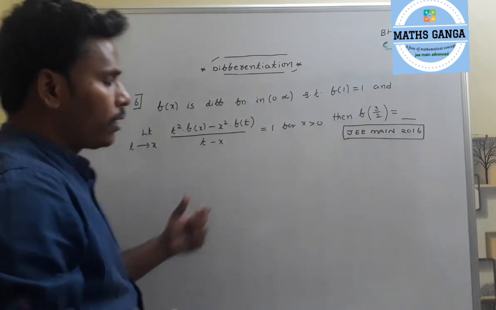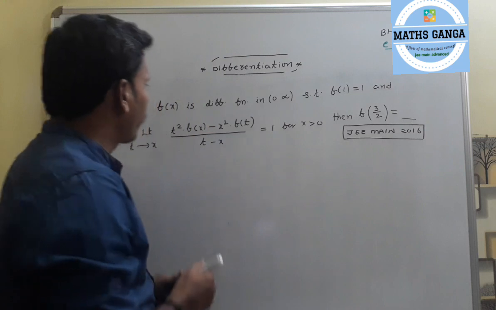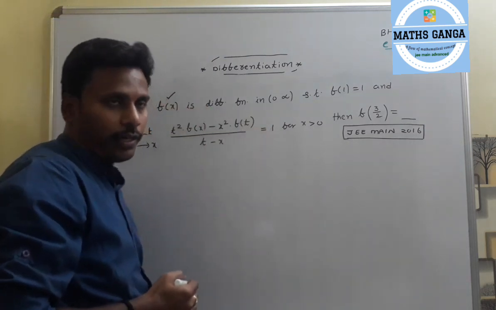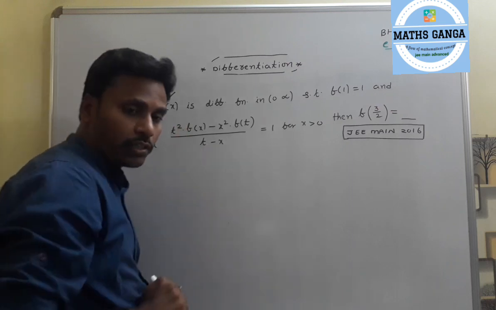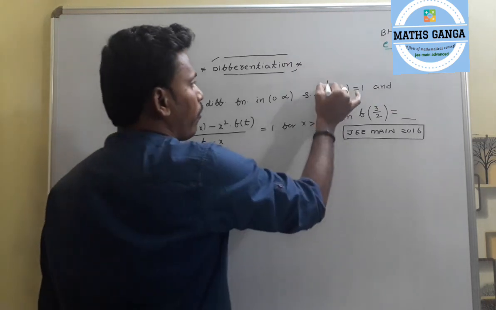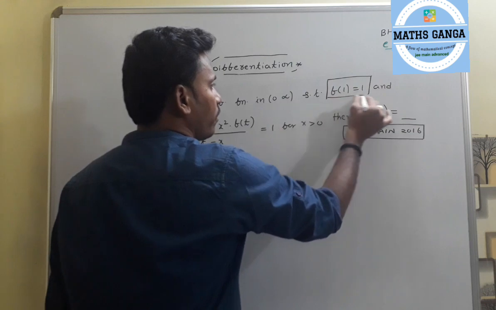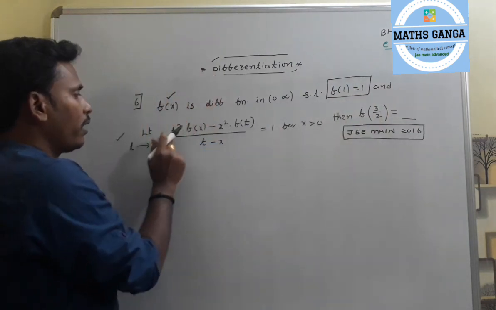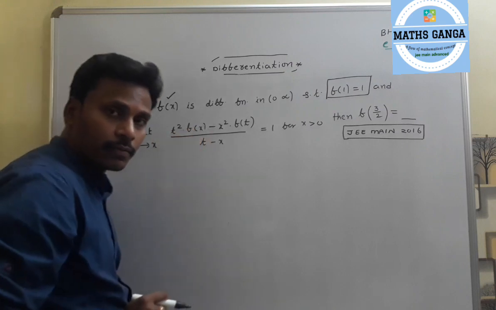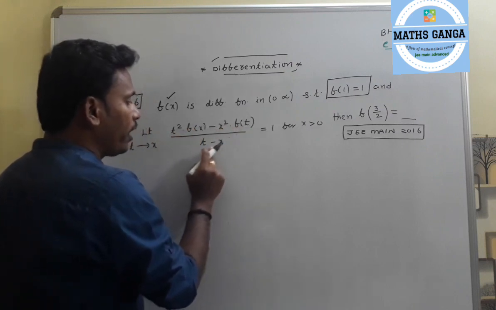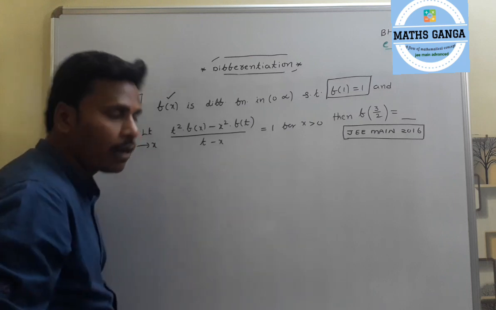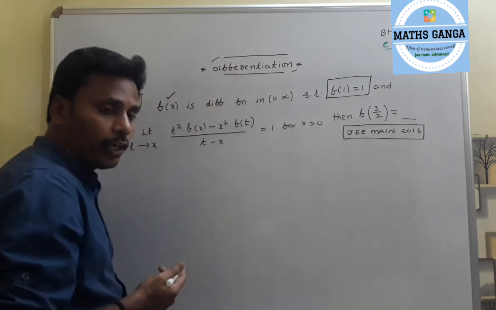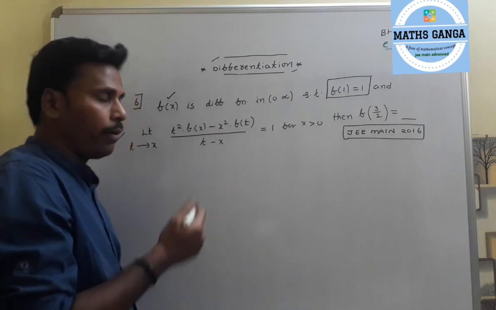Okay. JEE Main 2016 problem. f of x is a differentiable function on 0 to infinity such that f of 1 equals 1, and the limit as t tends to x of (t square into f of x minus x square into f of t) divided by (t minus x) is 1 for x greater than 0. Then we need to find out the value of f of 3 by 2.